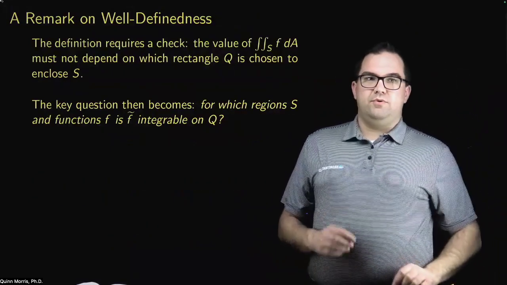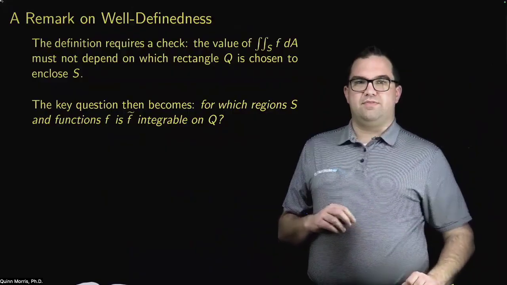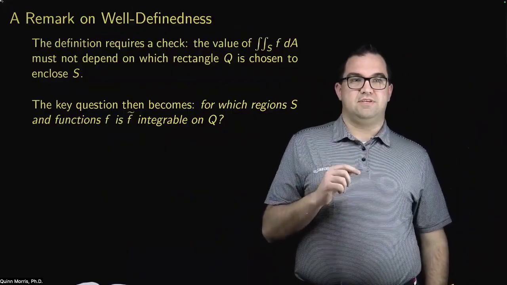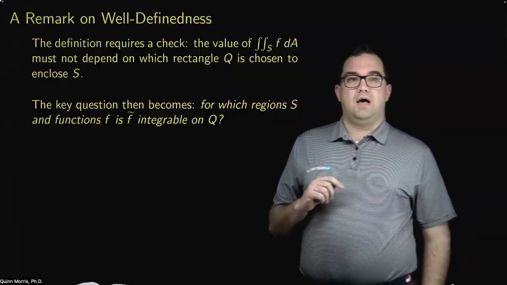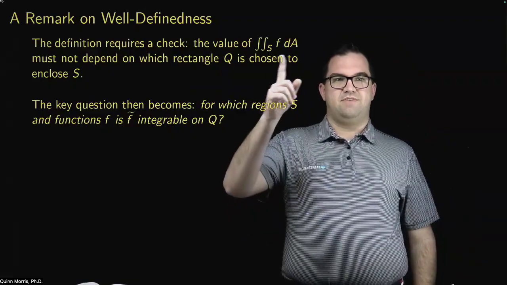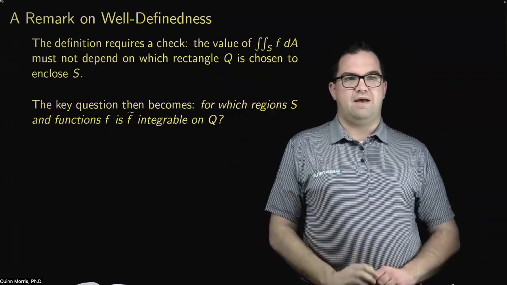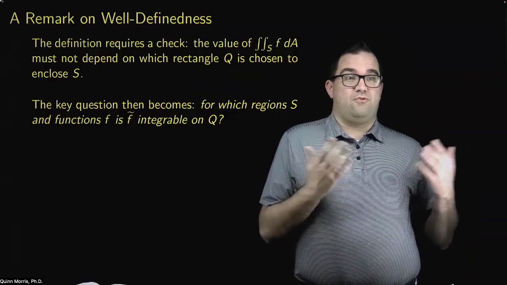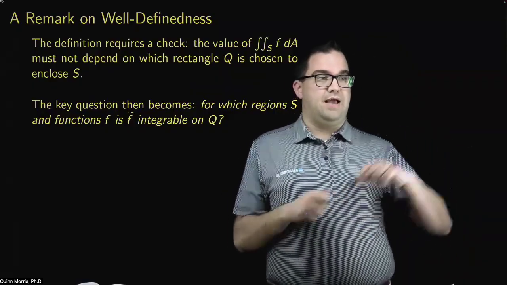So before we get there, I do want to note two sort of important things, or one important thing, and then we'll look at one other one about this definition. The definition says that this value of the double integral of f over S should be independent of whatever rectangle Q I choose to put S inside of, right?